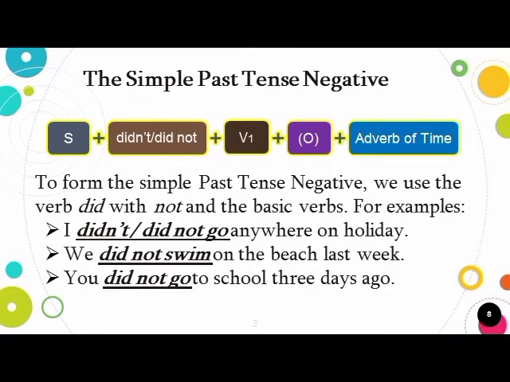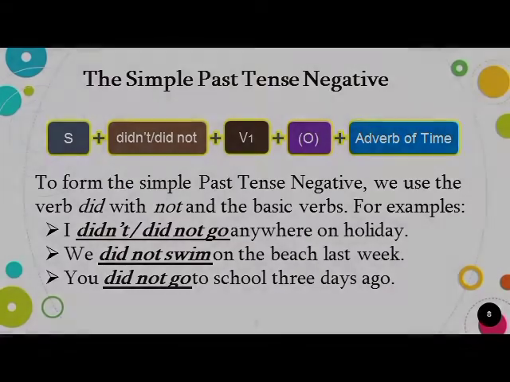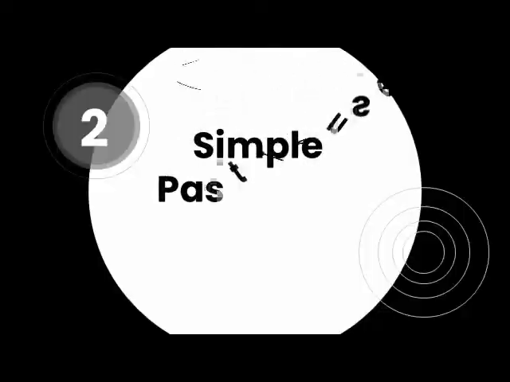For example, I didn't go anywhere on holiday. We did not swim on the beach last week. You didn't go to school 3 days ago. The simple past tense in interrogative.